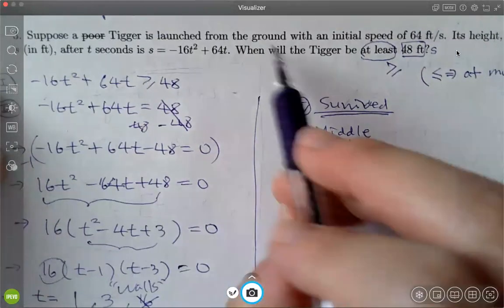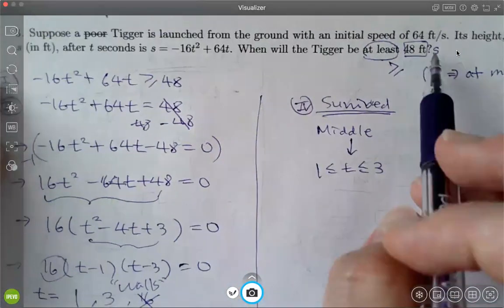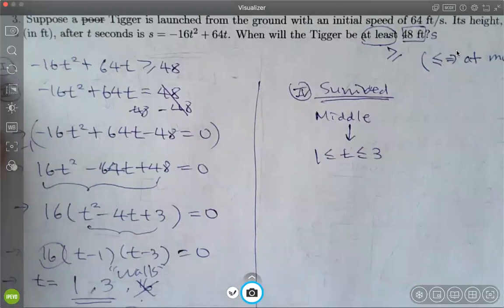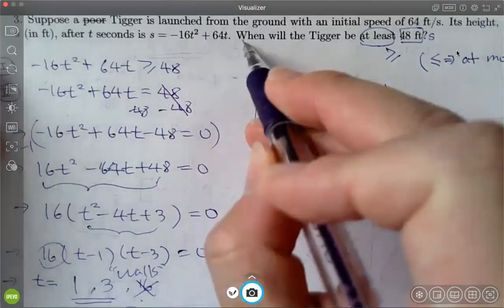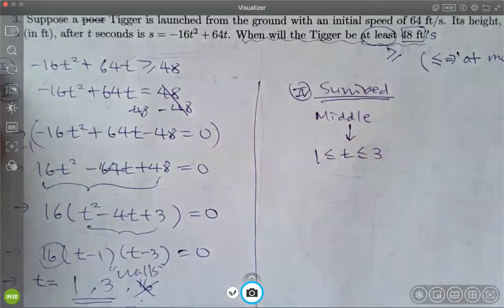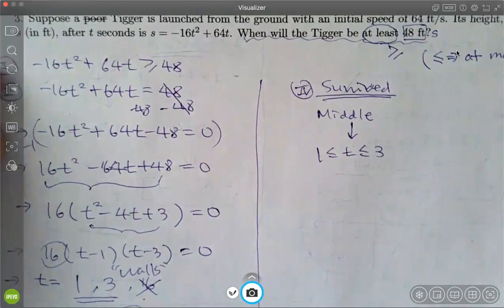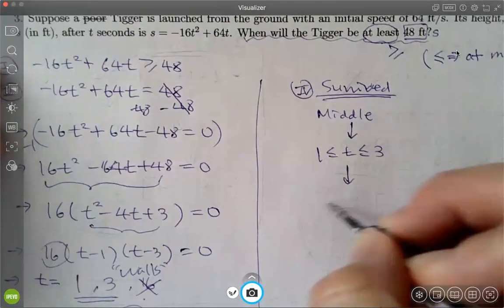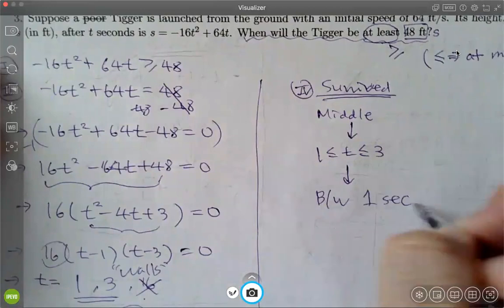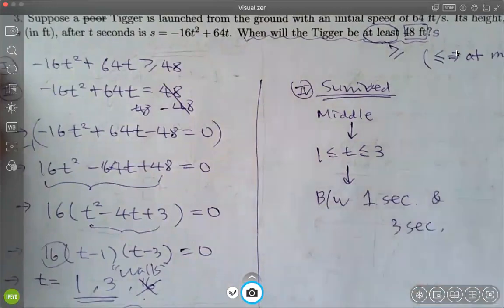When will the figure be at least 48 feet? So how should we answer this? Interval notation. Okay, well here we don't use interval notation because it's just asking you to find the times that the figure will be at least 48. So how should we say the answer? Between 1 and 3 seconds. Between 1 and 3 seconds, right? Yes. Okay, so that means between 1 second and 3 seconds after the takeoff, right?